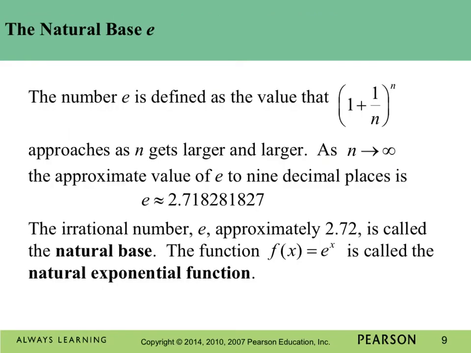E is defined here as the value that 1 plus 1 over n to the nth power approaches as n gets bigger and bigger. So if you plugged in larger and larger n's into this, then you would get closer and closer to this value of E. And it's approximately 2.72. It's called the natural base.